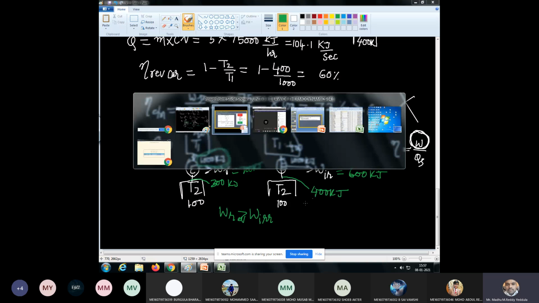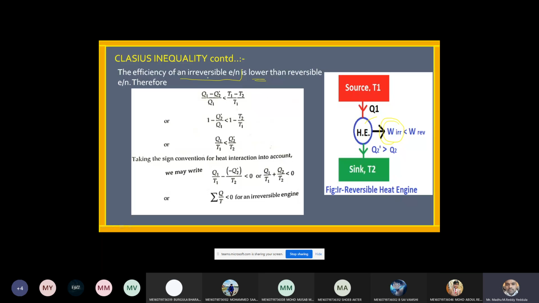Now let us say the dash is the suffix for the irreversible engine. I am using Q2 dash. Now Q2 dash will be greater than Q2. Agree? Just now I said. Q2 dash is the heat rejected by the irreversible engine, and Q2 is the heat rejected by the reversible engine, right? Always Q2 dash is more because the work done by the irreversible engine is less than the reversible engine. If work done is less, wastage is more. That is why Q2 dash is more. So Q1 minus Q2 dash is less than T1 minus T2 by T1, right?